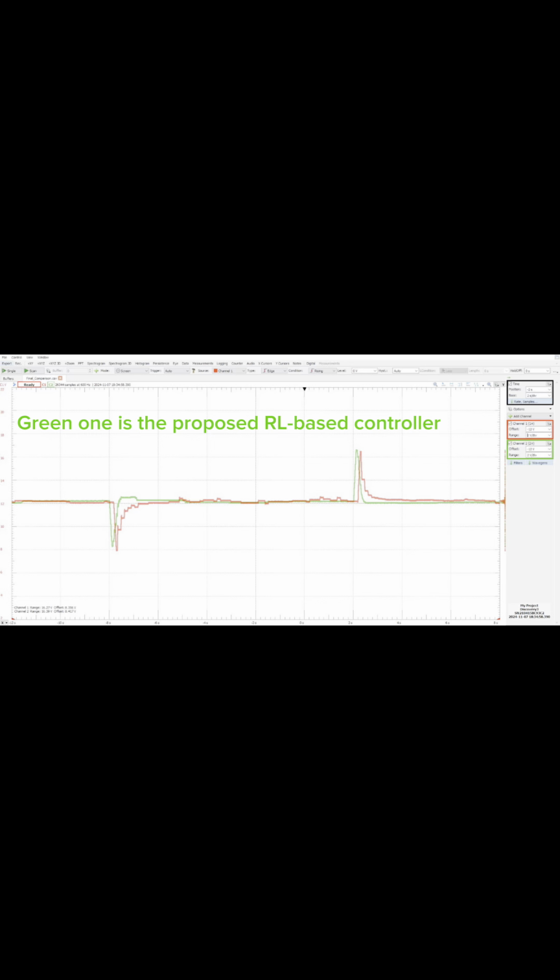Finally, here is the final comparison with the PID-based controller, which is commonly used in industry. As you can see, my proposed controller outperforms the PID by restoring the voltage to its steady state just a bit faster.